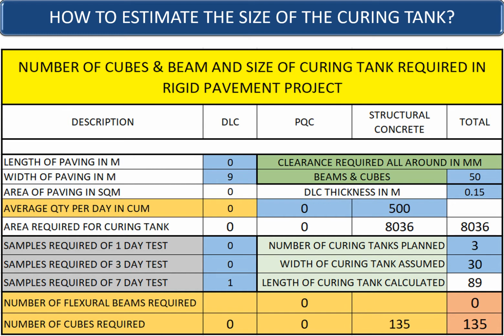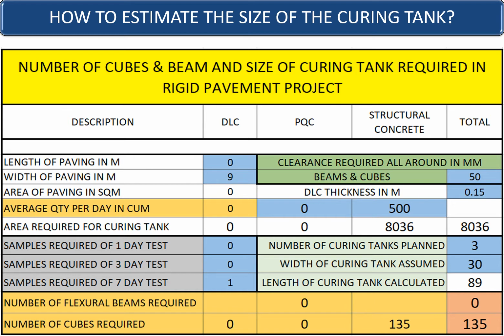Then do you require samples for 1 day test or 3 day test? That also you need to enter, and then the quantity of PQC in terms of cubic meters of concrete, and the quantity of structural concrete in terms of cubic meters per day in the project. Then you will also need to give the details of the clearances required all around the cubes and beams while storing them in the curing tank, because the clearance will add the additional space for curing tanks.